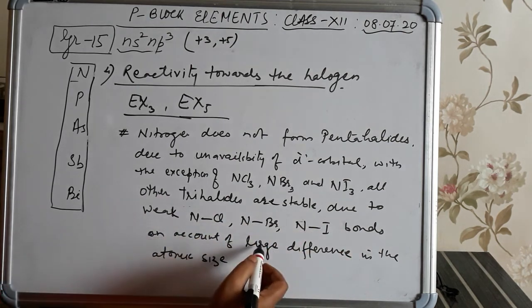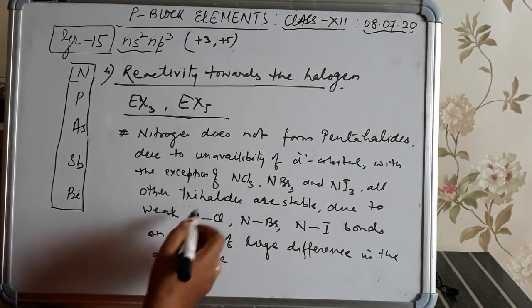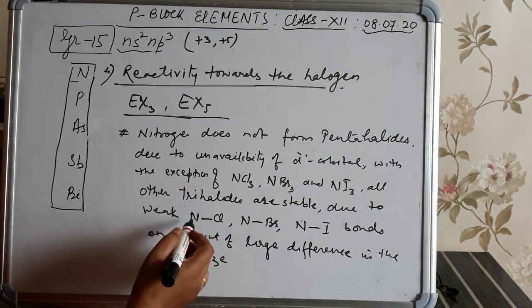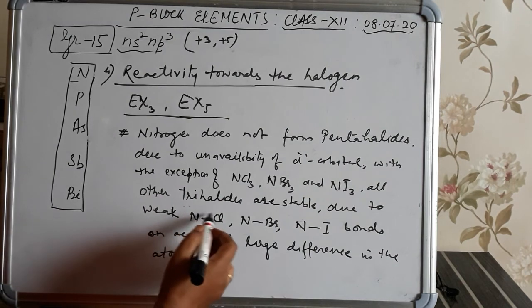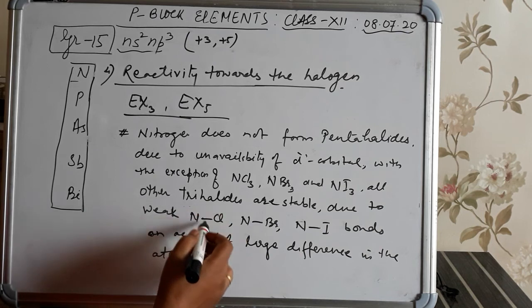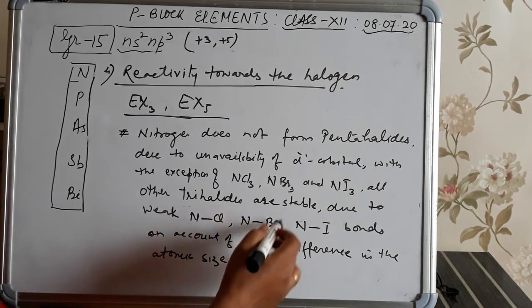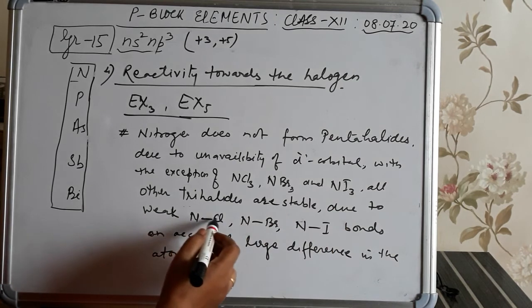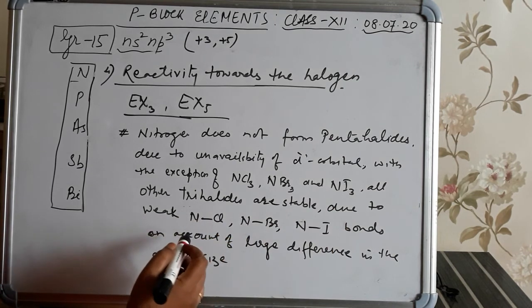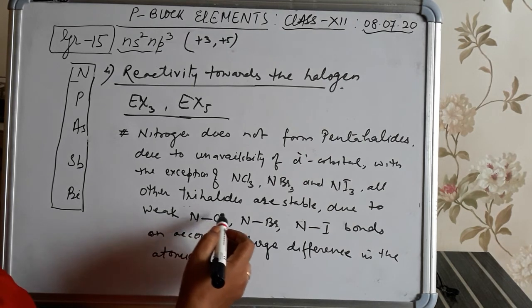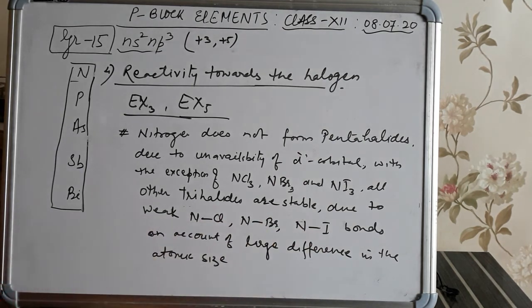On account of the large difference in atomic size, these are not so stable. Nitrogen is very small in size, whereas chlorine is larger, bromine is larger, and iodine much larger in size. So their bond is not so stable. Apart from these, all other halides are stable.